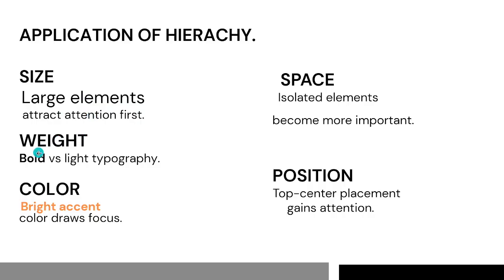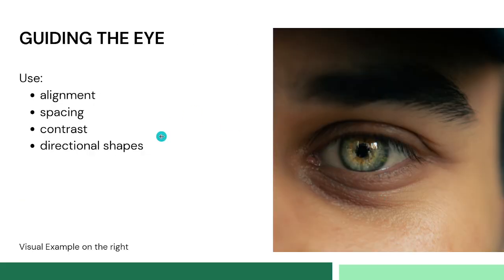And when it comes to weight, bold typography attracts attention more than light typography, as illustrated here. In terms of color, a bright accent color draws focus. In terms of space, an isolated element becomes more important. You can see that this top text is isolated from the rest of this text. And in terms of position, top center placement gains attention. Now we are going to be looking at guiding the eye. To guide the eye of your viewers as a designer, we have to use alignment, spacing, contrast, and directional shapes.